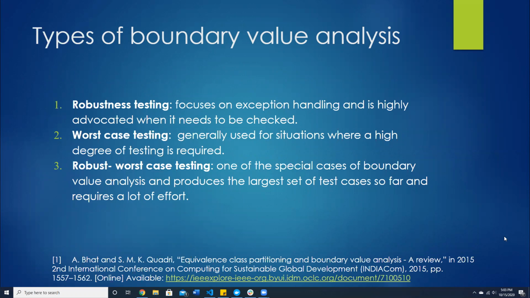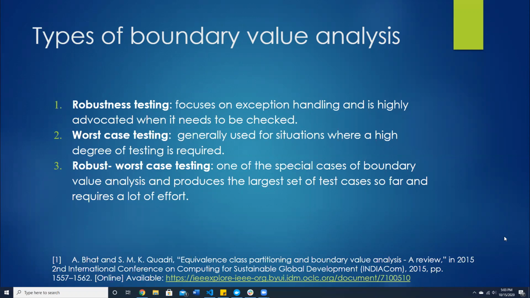Types of boundary value analysis. First type is robustness testing. Its invalid values are selected and the response of the program is checked. Robustness tests focus on exception handling and are highly advocated when it needs to be checked.